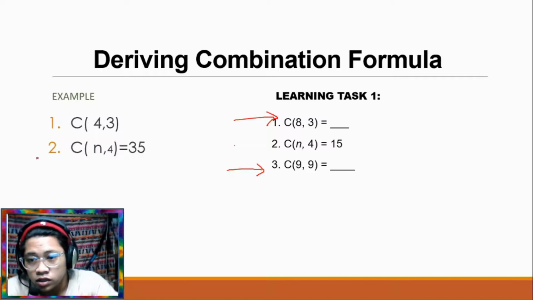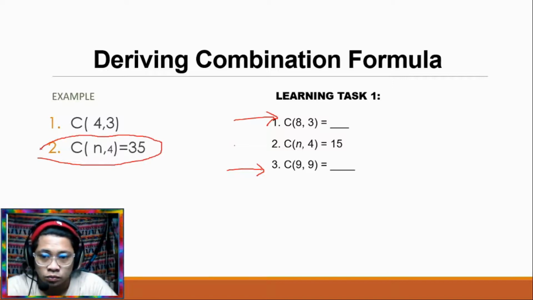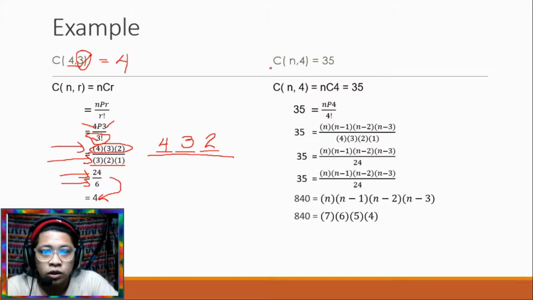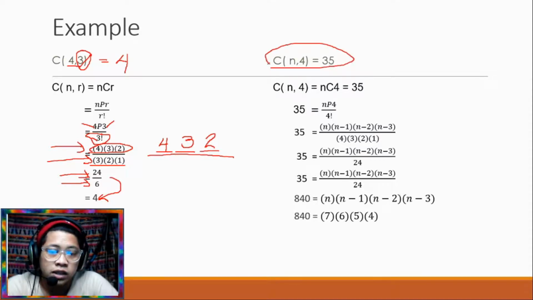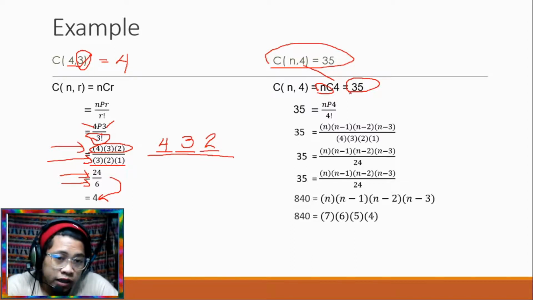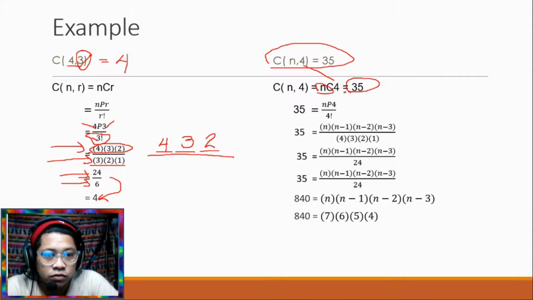So, para masagutan yon, i-example ko si number 2. Example number 2 natin, we have the combination of n taken 4 at a time is equal to 35. So, nC4 wherein r is equal to 4, n is unknown, and the combination of n taken 4 at a time is 35. Now, substitute po natin yan. Sinulat lang natin yan dito sa kabila. Then, yung nC4, i-compute natin using the permutation formula.